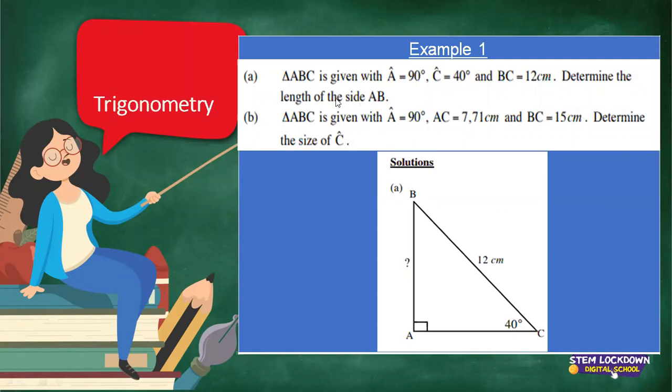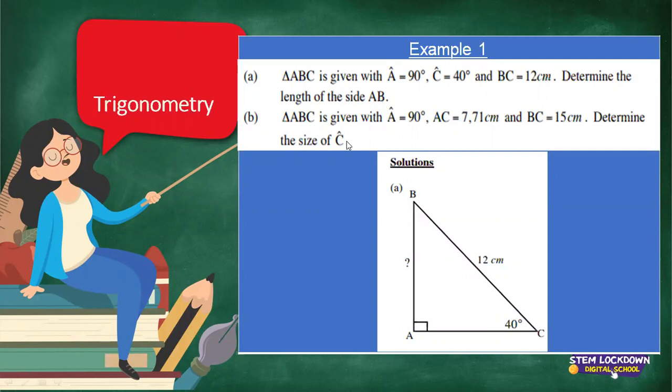Example 1. Triangle ABC is given with angle A as 90 degrees, angle C as 40 degrees, and BC as 12 centimeters. Determine the length of the side AB.